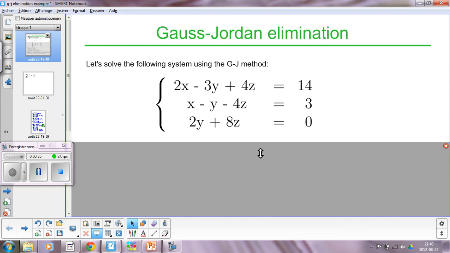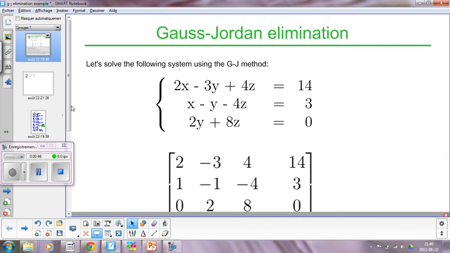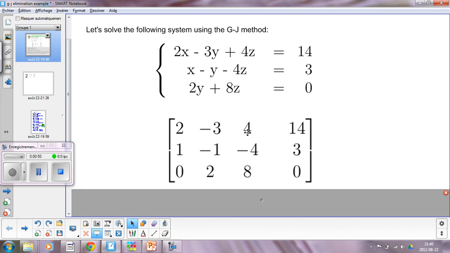The first step in this method is the same first step as in Gaussian elimination, which is to build an augmented matrix from the system. So this is the corresponding augmented matrix.